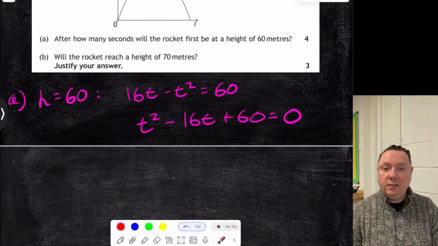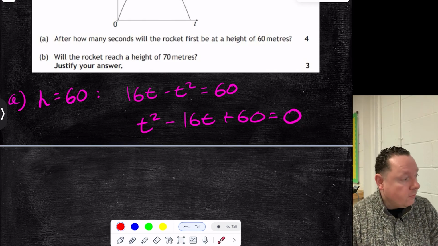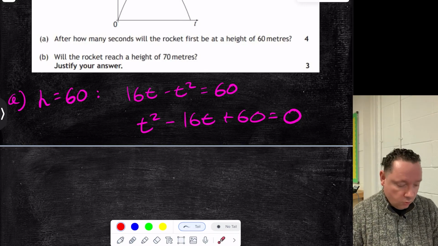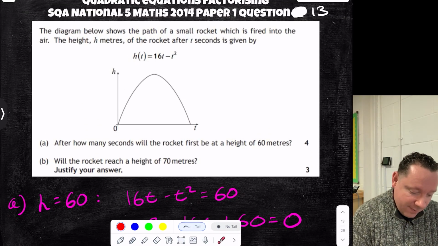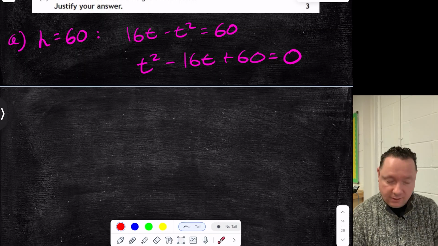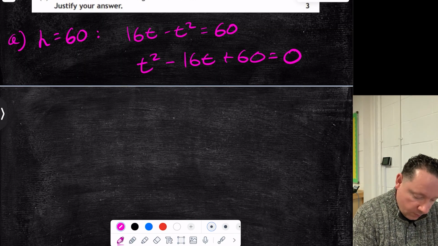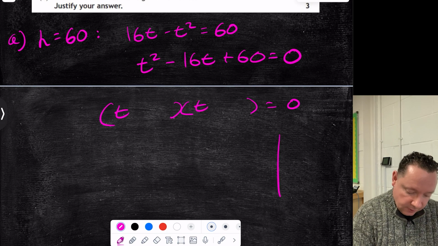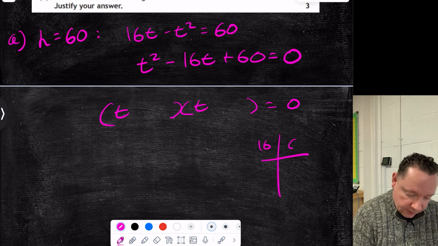I've now got a quadratic to solve, so I look for a common factor. There isn't a common factor, so I'll try and factorise it. Now, if it doesn't factorise, I'll use the quadratic formula. But it is paper 1, so chances are it will factorise. So double brackets, t and t. I'm looking for two numbers that multiply to make 60, but add to make 16. So I can make a little table with myself, 16 and 60.